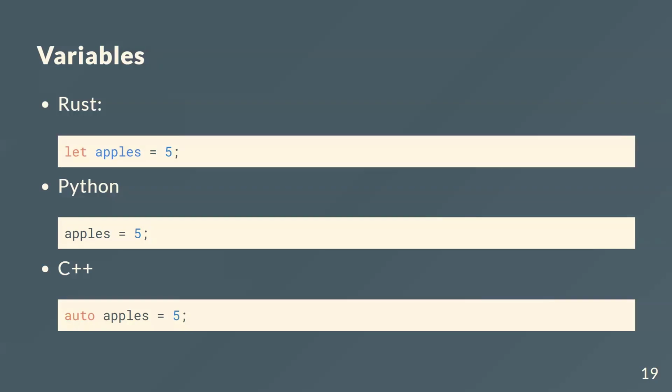Variables. I'd say variables in Rust look quite similar to other languages. In Rust, you use let to declare your variable, you then give it a name and then a value on the right-hand side. Compare that to Python, it looks very similar, and C++, if you're using a version that supports auto, then it would also look very similar.